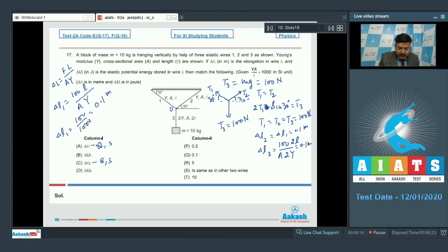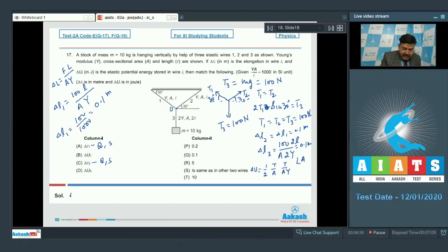Let's look at the expression for elastic potential energy stored. Elastic potential energy stored in general, delta U, will be half into stress, which is T by A, into strain, which is T by A into Y, into volume, and volume is area of cross section into length. Well, area of cross section is same for all the cases, but length is not same for all the cases. So let's write it as L, into area of cross section, which is same for all.